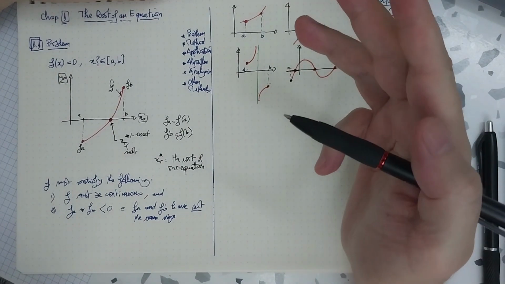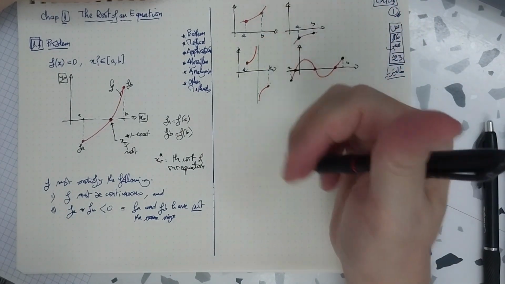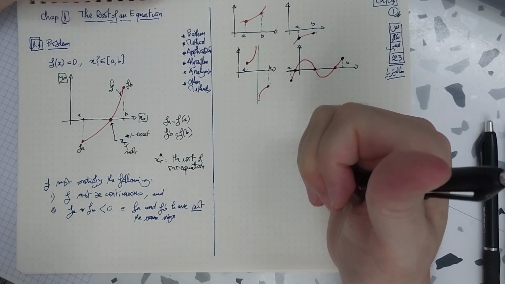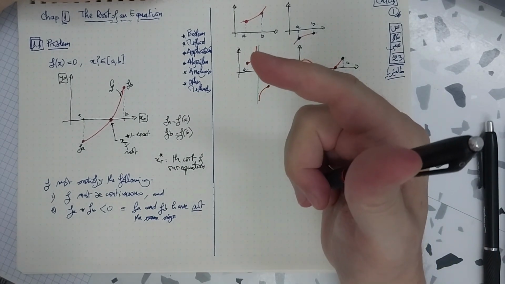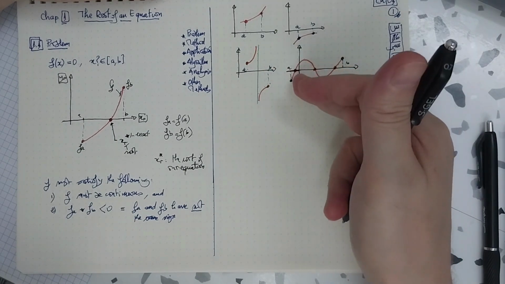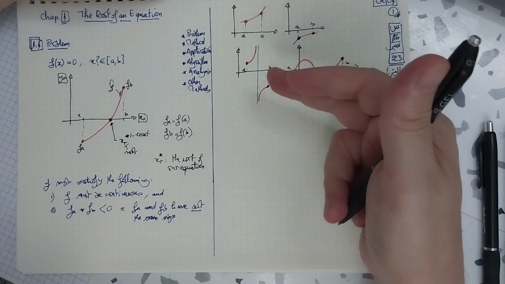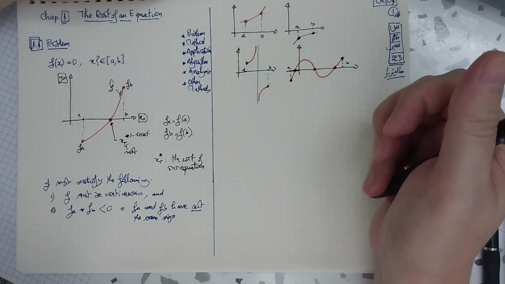So we have actually three conditions. If there is a root, it must be single, unique. The function must be continuous, and it changes its sign. Otherwise, it's impossible to get a single root in this interval.